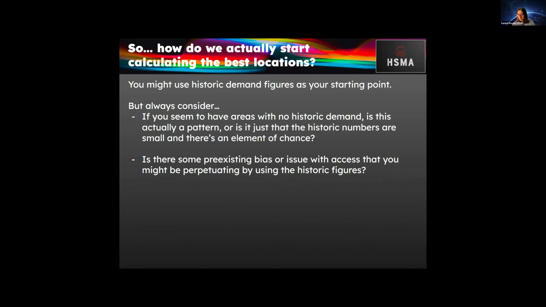As I say as well, you might be using those historic demand figures as your starting point, but you do need to consider, if you have areas with no historic demand, is this actually a realistic pattern, or is it just that the historic numbers are quite small and there's an element of chance coming into this? Or is there some pre-existing bias or issue with access that you might be perpetuating by using those historic figures? It could be that the old services were terrible for public transport access, and therefore no one who needed to use public transport could ever get to them. And therefore you might have seen certain LSOAs with lower than expected figures or no access.